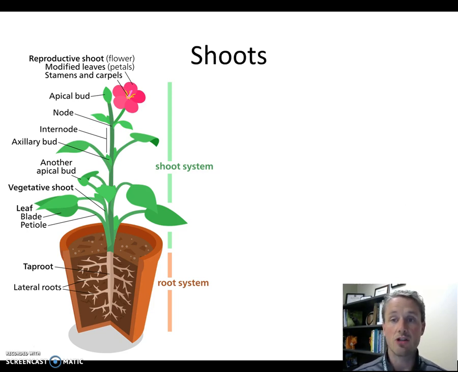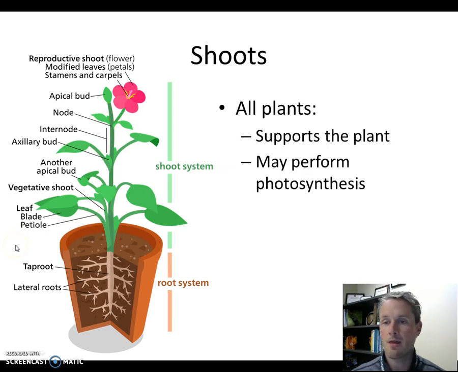Let's now talk about the shoots. Right, so shoots are these structures that emanate up away from the soil in the plant. In all plants, these do a couple main functions. So they're the support system for the plant.